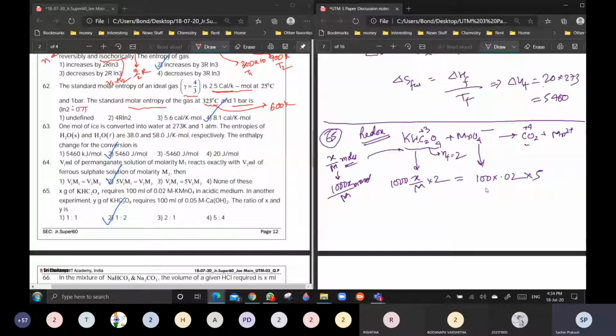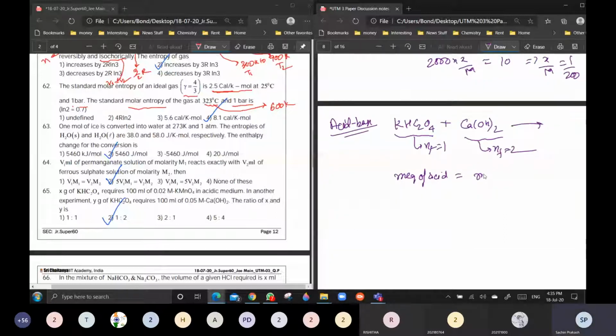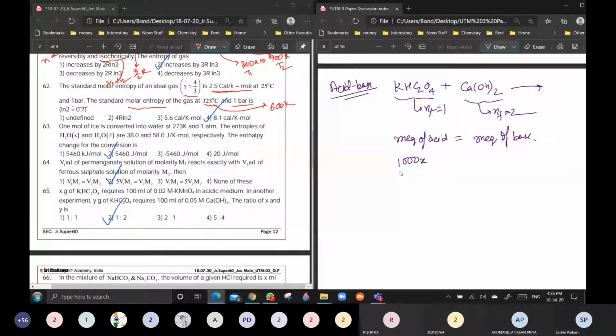Second case, KHC2O4 is now reacting with calcium hydroxide, and it is an acid-base reaction. How many acidic hydrogens does it have? Only one, so its n factor is 1. How many OH minus does calcium hydroxide have? 2, so its n factor is 2. I can always write milliequivalents of acid is equal to milliequivalents of base. The milliequivalents of acid will be 1000 X by M millimoles into n factor, which is 1. That is equal to milliequivalents of base.